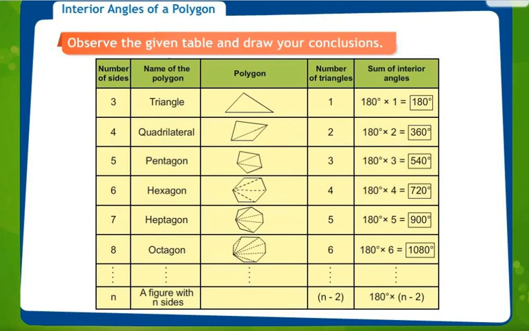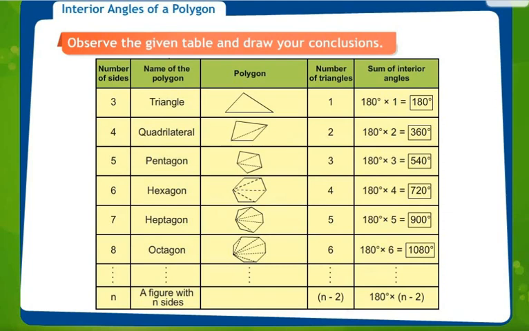Now here you can see a list of polygons, and now we will understand how the sum of the interior angles can be found. Now look at the first figure, it's a triangle. A triangle has three sides. So the number of triangles is 1 here. Now the sum of the interior angles, 180 multiplied by 1, is equal to 180.